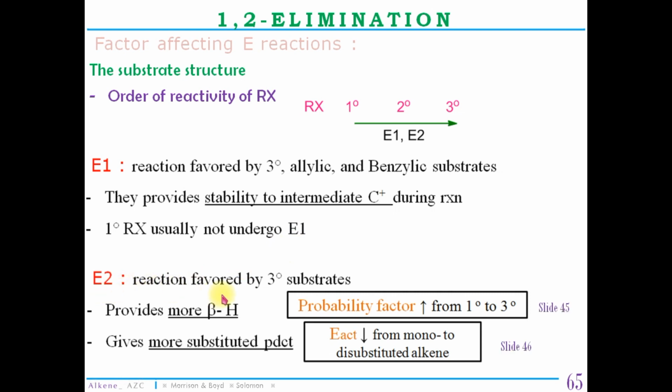In E2, the reaction is favored by tertiary substrates because a tertiary substrate provides more beta hydrogens for abstraction and it gives a more substituted product. We have a reference for this.